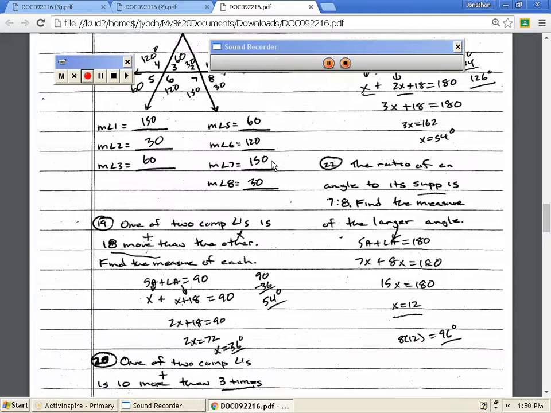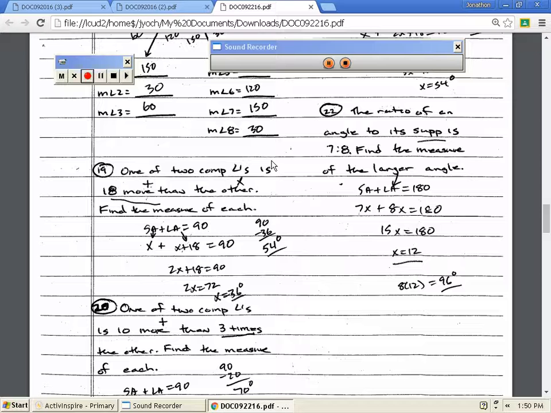Scrolling down here, let's take a look at 22. The ratio of an angle to its supplement is 7/8. Anytime we have a ratio, we attach x's. 7x plus 8x equals 180 because it's a supplement. 15x equals 180. X is 12. You're going to plug that 12 into the larger angle, which is 8 times x. 8 times 12 is 96.